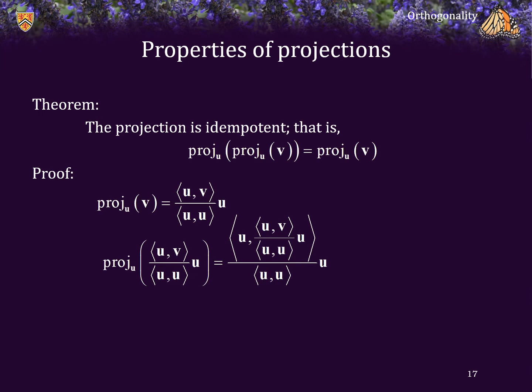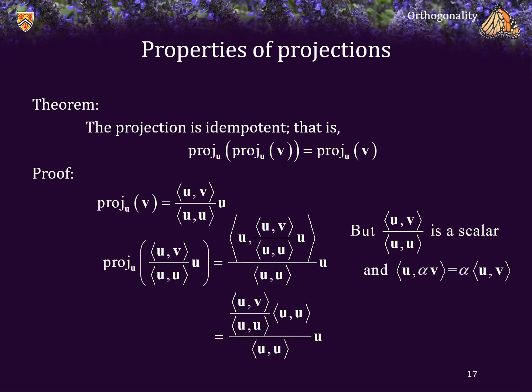In the numerator, we now have the inner product of U and a scalar times U. But wait a second. Remember that value is a scalar, and if we had the inner product of U and alpha times V, then the alpha can come out, and the alpha can come out whether or not it is a real vector space or a complex vector space. So what that means is the ratio of those two inner products is a scalar that can come out of the inner product in the numerator. Let's take it out. All right, there we have it.